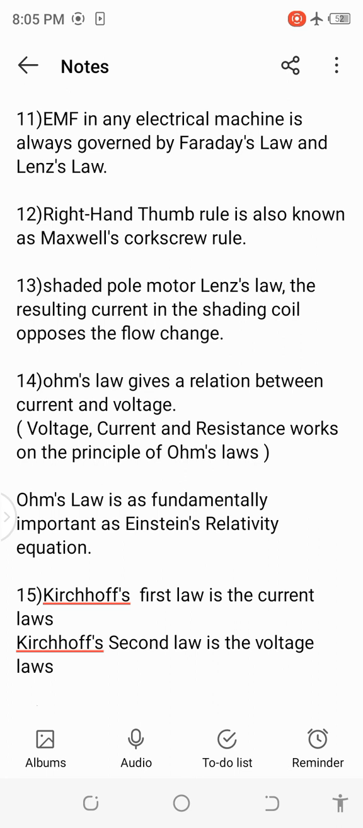The resulting current in the shading coil opposes the flux change. 14. Ohm's law gives a relation between current and voltage. Voltage, current and resistance work on the principle of Ohm's law. Ohm's law is as fundamentally important as Einstein's relativity equation.